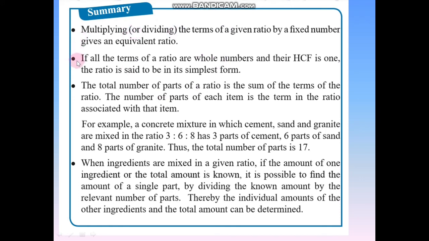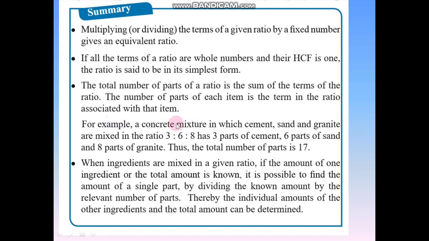If all the terms of a ratio are whole numbers and the highest common factor is 1, the ratio is said to be in its simplest form. The total number of parts of a ratio is the sum of the terms of the ratio. The number of parts of each item in the ratio is associated with that item.